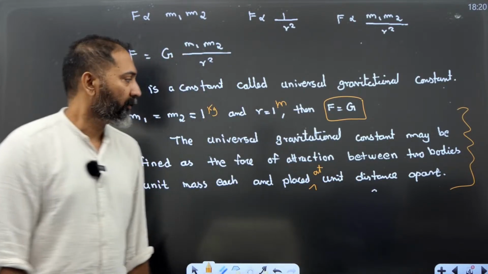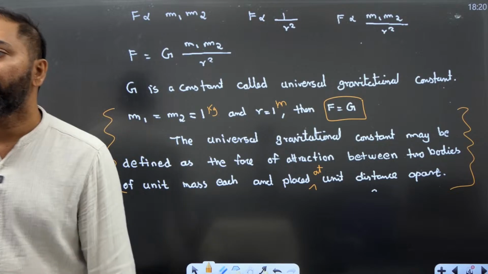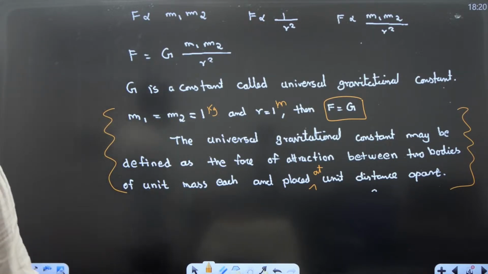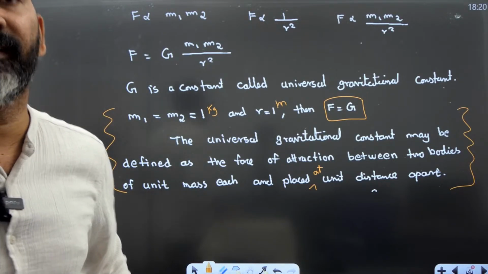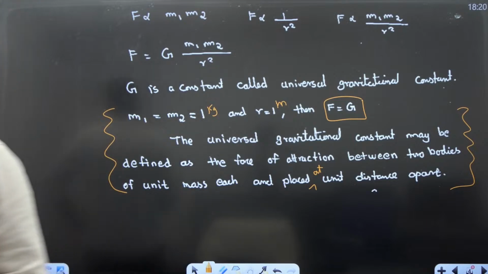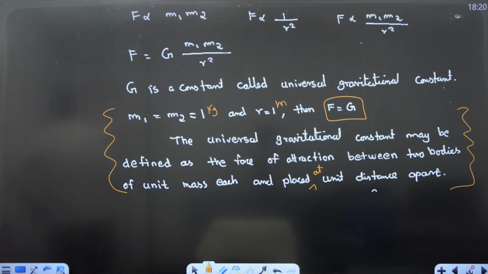So what is the universal gravitation constant? It is defined as the force of attraction. Remember, gravitational force will always be attraction. Force of attraction between two bodies of unit mass separated by unit distance apart. Any doubt? Note here.